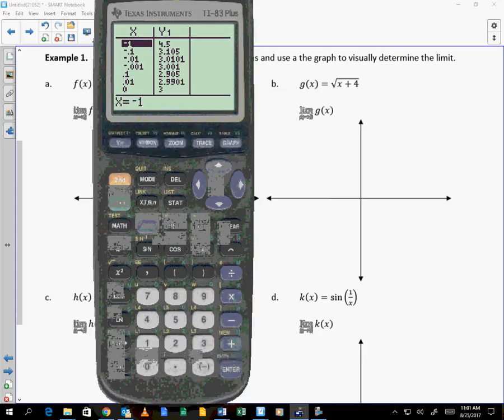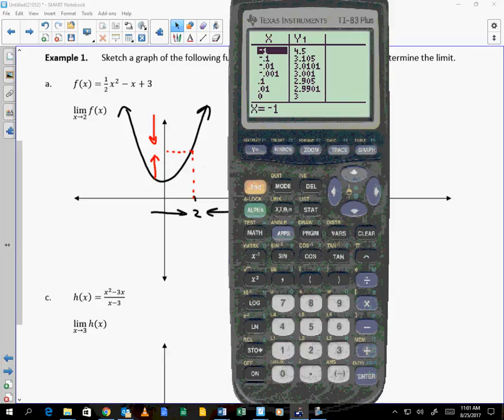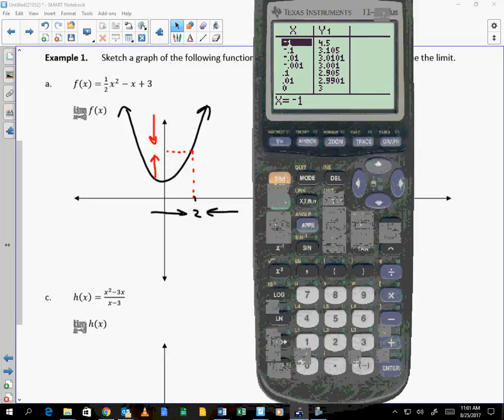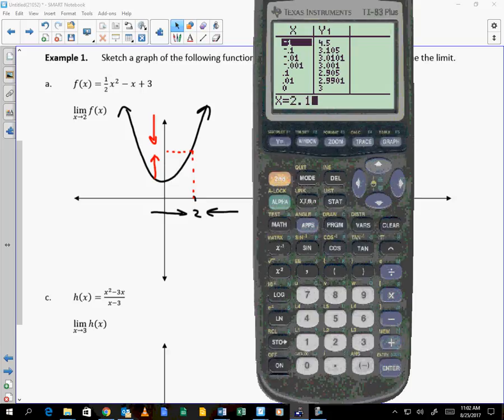And go into my table. And I want to get really close to 2. Give me some numbers that could get me close to 2. 2.1, thank you, Jake. 2.01, 2.001, so on and so forth. Anybody want to make a guess about what these are trending towards? 3. Thank you, Rachel.